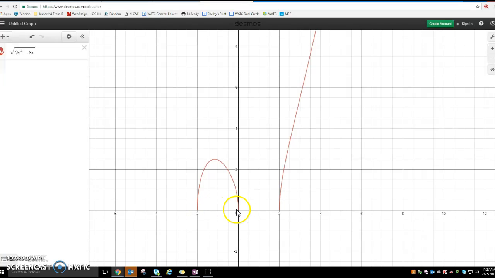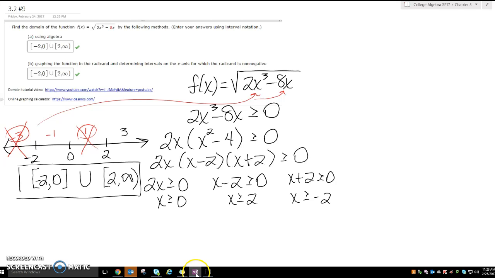They want to know what intervals that's positive. So you can see right here, I'm positive between negative 2 and 0. Between 0 and 2, nothing. And then starting again at positive 2, it appears to just go to infinity. So my intervals are between negative 2 and 0, and 2 and beyond. If I flip back to my algebra, that's exactly the same thing algebraically: between negative 2 and 0, and positive 2 and beyond. So the answer using algebra and the answer graphically yielded the same result.